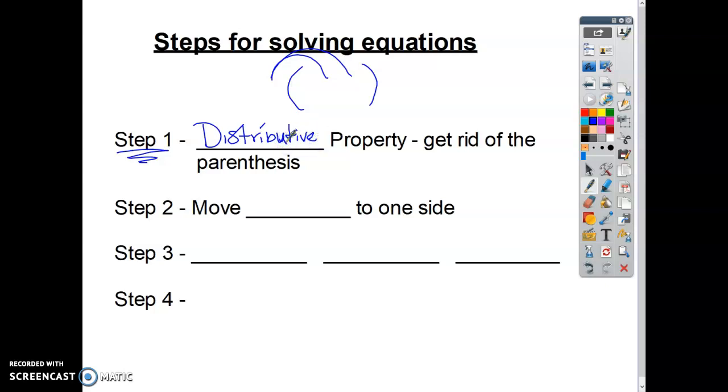Distributive property. Okay, so write down the first step, distributive property. That's the first thing we need to do if there is parentheses, to get rid of the parentheses. Okay, and you can pause the video at any time if I'm going too fast or if you need more time to write this stuff down. It goes in your notebook.